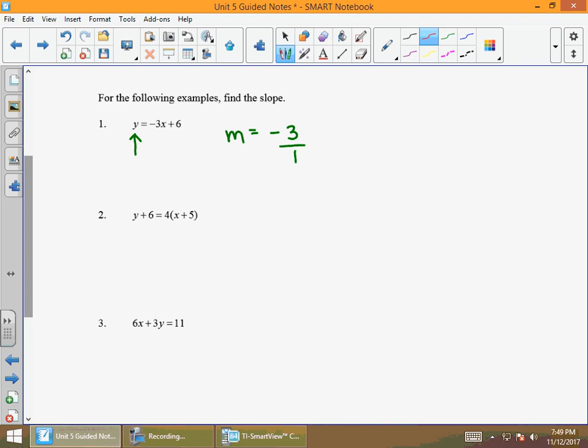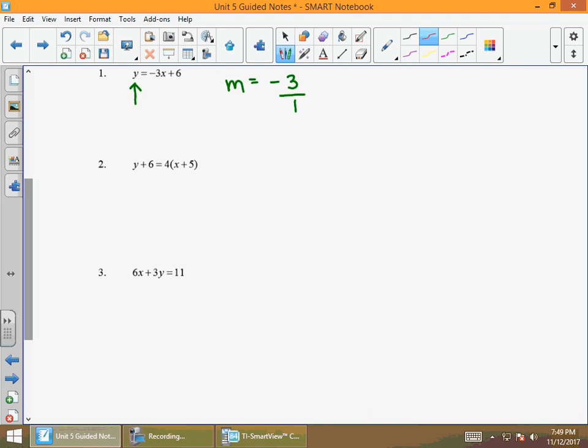In question number 2, it is not in y equals form. So I'm going to get it there. I want to distribute first. So y plus 6 is equal to 4x plus 20. I distributed the 4. Now I'll subtract 6 on both sides. So now I have y equals 4x plus 14. And again, the slope is the number in front of the x. It is 4. And if you want a fraction, 4 over 1. Which means I will rise up 4, run right 1.